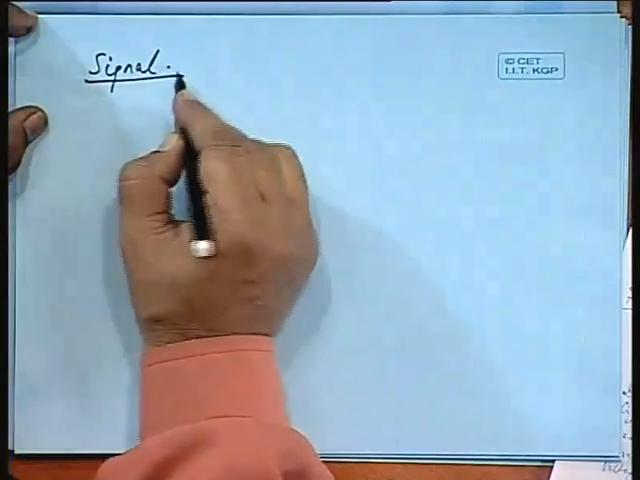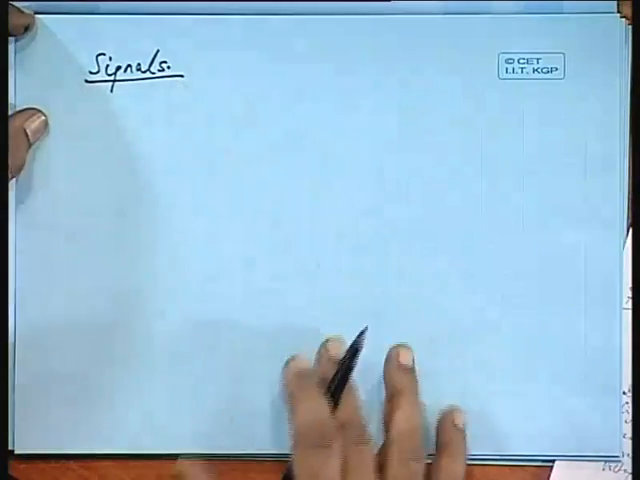Okay, let us start with some elementary definitions about signals. All right, what do you mean by a signal? What is a signal? It's a variable. It's a variable that is dependent on some independent variable. It may be time or space. Maybe it's a function of time or space or both.